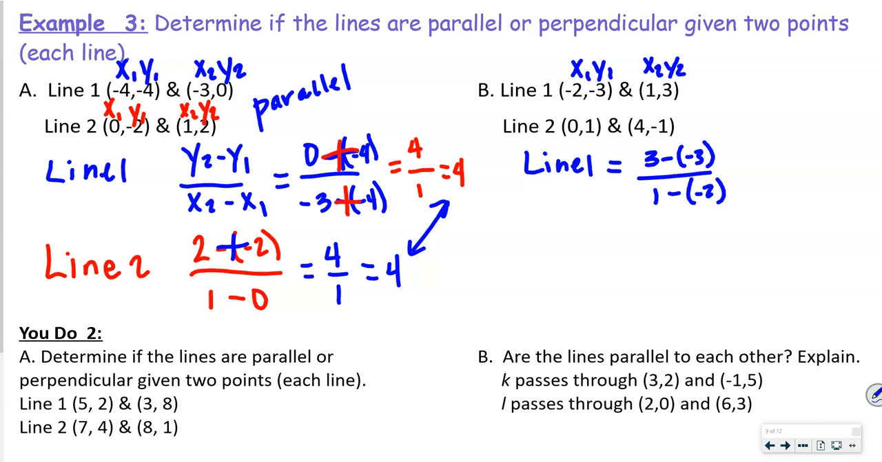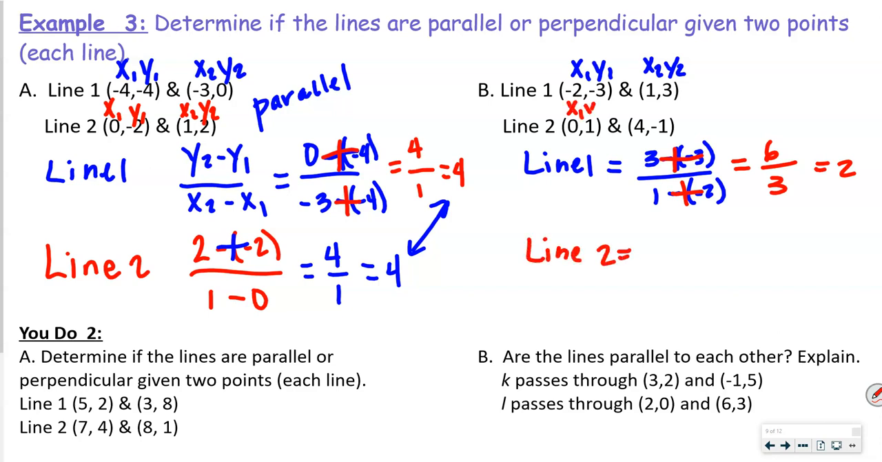Once again, I'm going to change those signs to plus right here because we're subtracting a negative. That means we're really adding. So this is going to be 6 over 3, which is equal to 2. All right, now let's do line 2.